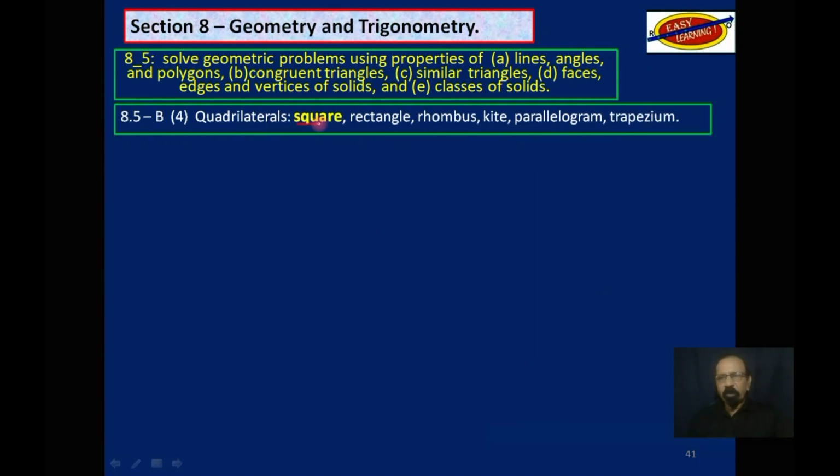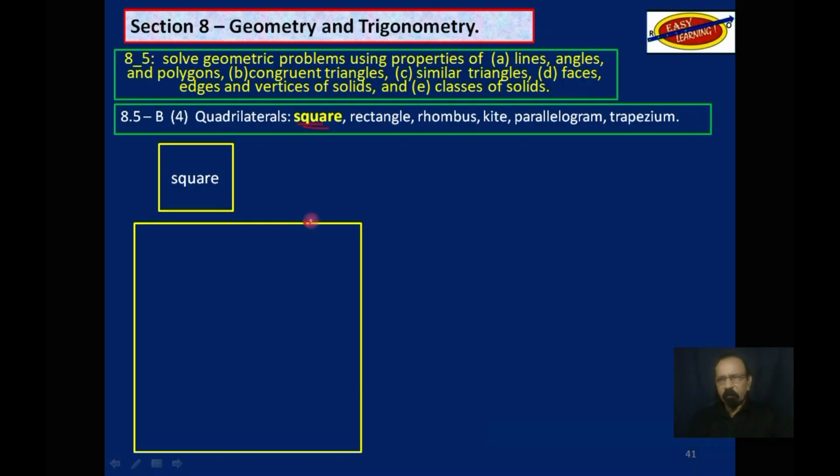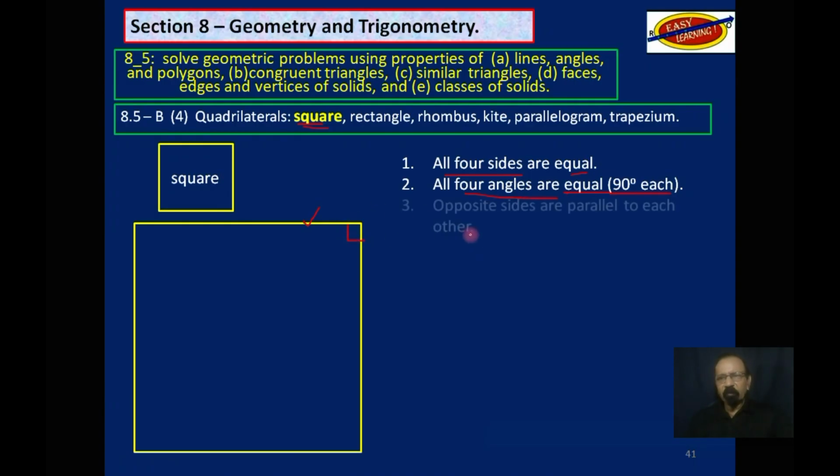So let's begin with the square, which is the simplest. Looks like that. What do we know about a square? So this is a bigger picture of a square. First of all, we know that all four sides are equal to each other. Secondly, we know that all four angles are 90 degrees each. Thirdly, we know that opposite sides are parallel to each other. Those two sides are parallel to each other, and so are these.